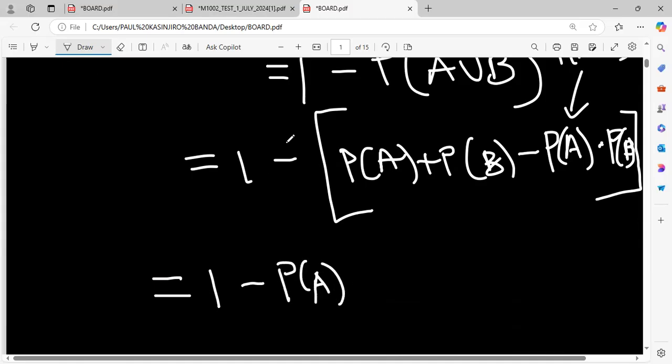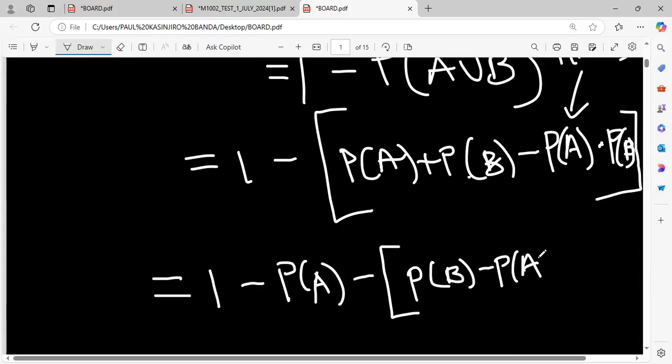And then the next thing would be to multiply this negative with this negative, but I won't do that. See what I will do. I'm going to say negative, the one I'm supposed to multiply this with, and then put whatever is remaining here in brackets. I'm going to say probability of B minus the probability of A multiplied by the probability of what? B. So this is what I have here.